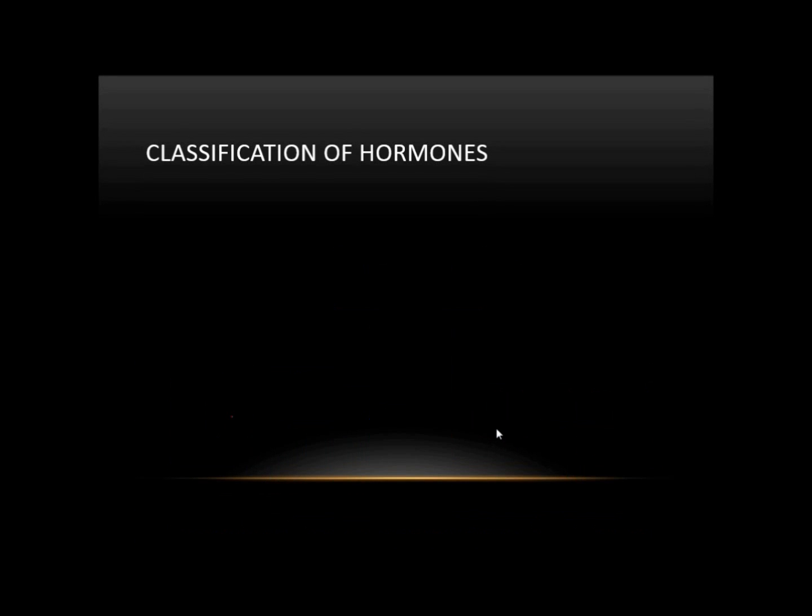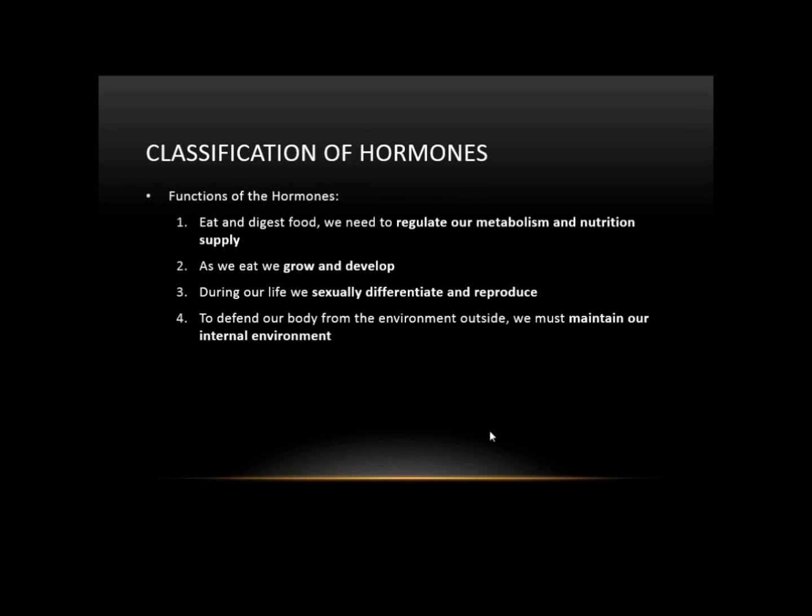the types of signaling, there are four types: endocrine, paracrine, autocrine, and intercrine.